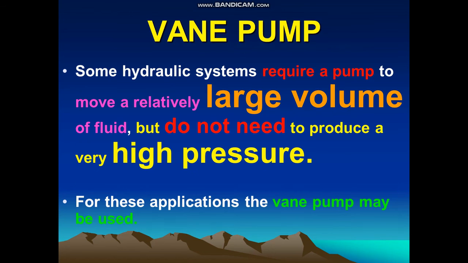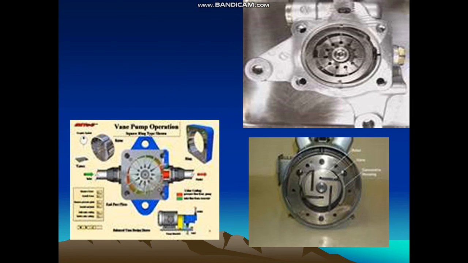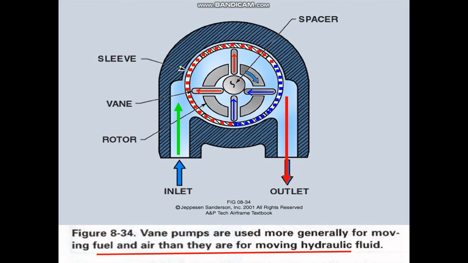The last type, vane pump. Some hydraulic systems require a pump to move a relatively large volume of fluid, but do not need to produce a very high pressure. For these applications, the vane pump may be used. And this is the vane pump.